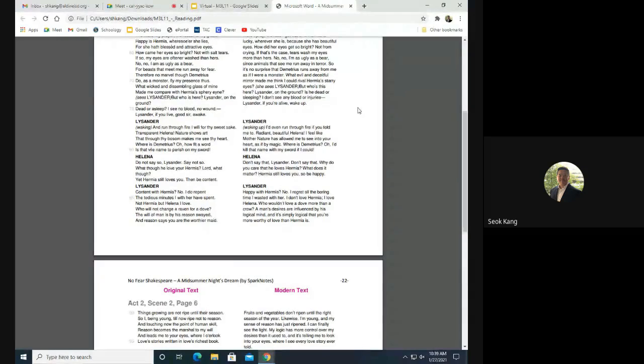Helena's the first person Lysander sees, and he goes, "And run through fire I will for thy sweet sake, transparent Helena. Nature shows art that through thy bosom makes me see thy heart. Where's Demetrius? Oh, how fit a word is that vile name to perish on my sword."